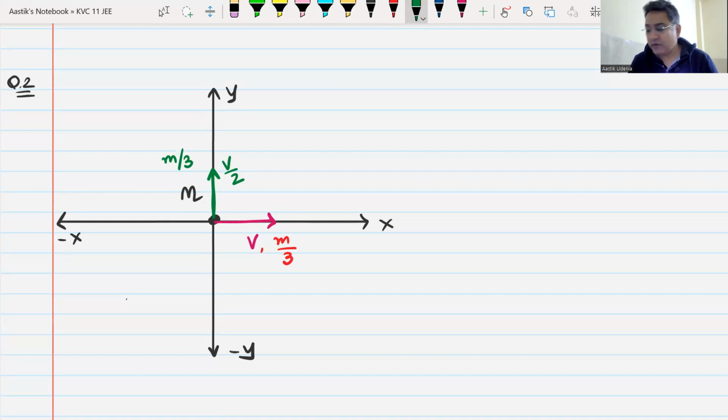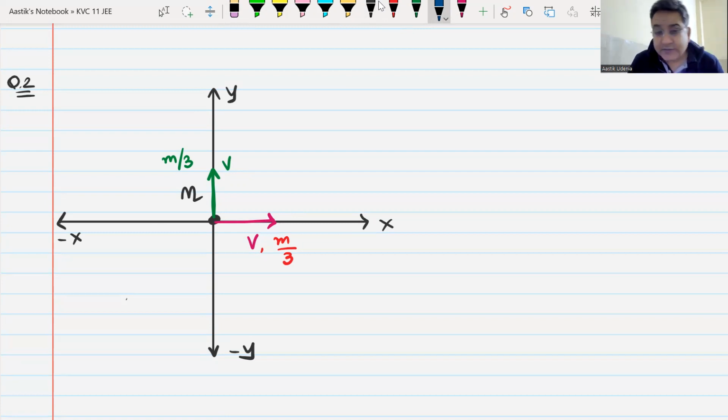Can you tell me how the third segment will go? By common sense and by applying a bit of physics, where would the third segment go? The mass of the third segment is definitely m by 3. Let me make this velocity v, not v by 2. Can you tell me along which axis it will go or in which quadrant it will go? Anyone, any idea? Third segment.